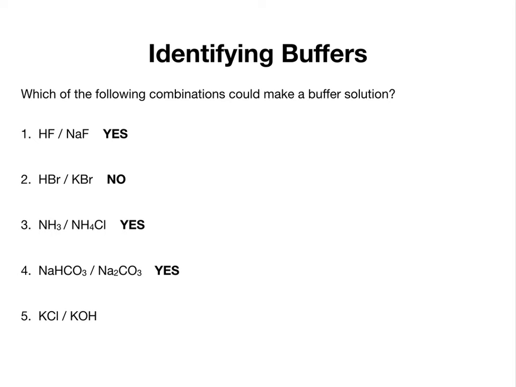Okay. What about number 5? What do you predict about this combination? Potassium chloride, potassium hydroxide. Would that make a buffer solution? No. You have to have a weak acid and its conjugate base. Do we have a weak acid? No. We don't even have a weak acid here. So, remember the definition of a buffer. That way you'll be able to positively identify buffer solutions when you encounter them.